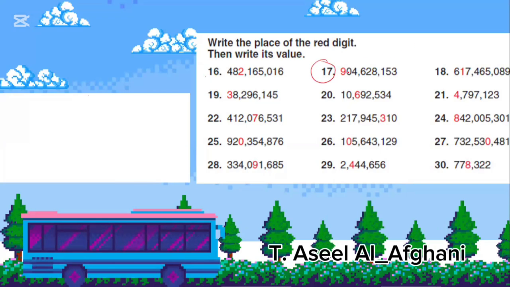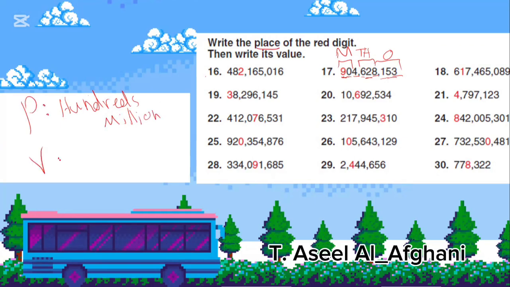17. 904,628,153. Ones, tens, hundreds in ones period. Thousands, tens thousands, hundred thousands in thousands period. And ones million, tens million, hundreds million in million period. So it is in hundreds million. This is the place. What about the value?